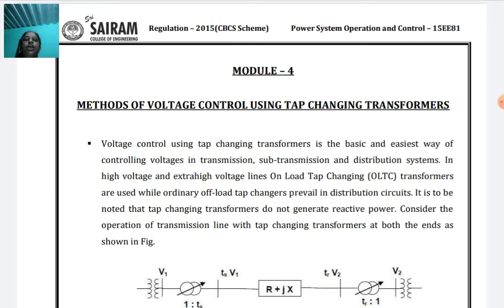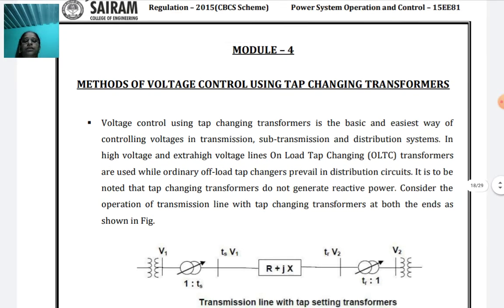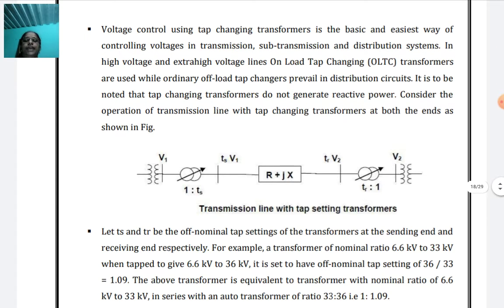Voltage control using a tap changing transformer is the basic and easiest way of controlling voltages in transmission, sub-transmission and distribution power systems. Tap changing transformers do not generate reactive power. Now you see the tap changing transformer with V1, V2, the sending end voltage and receiving end voltage.